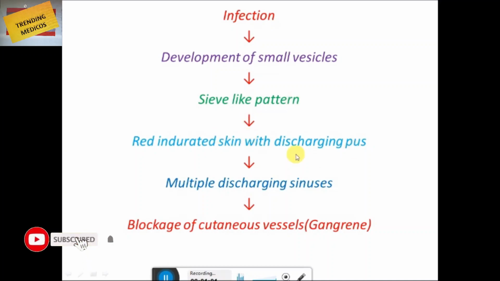These pus points fuse to form multiple discharging sinuses. In addition to this, there is blockade of cutaneous vessels which leads to gangrene. So there is infection and there is gangrene, and the definition is infective gangrene of the skin and subcutaneous tissue.